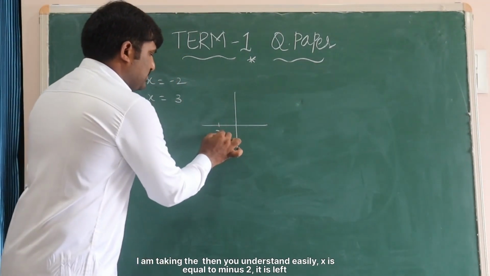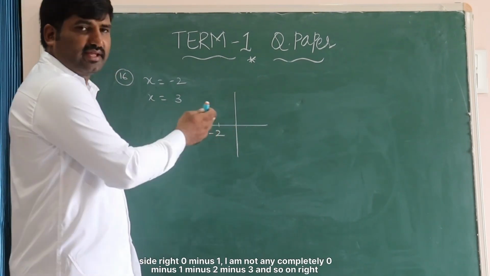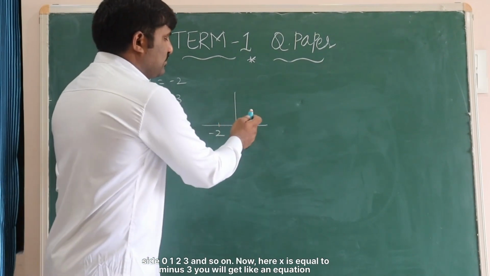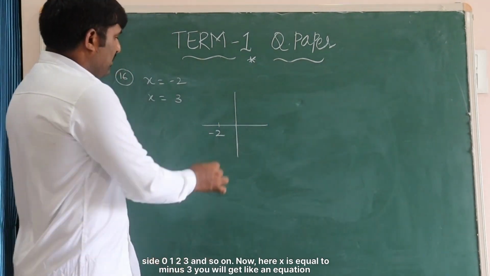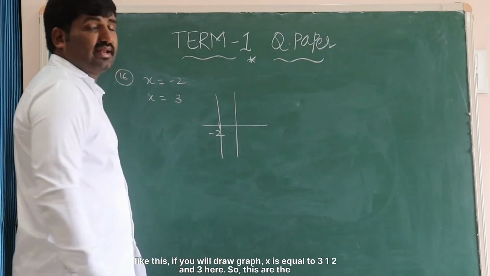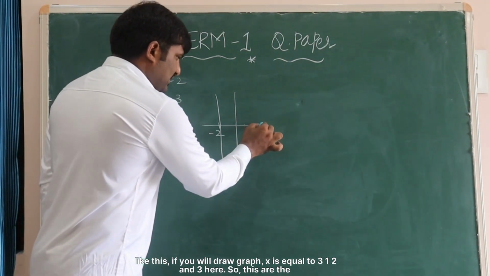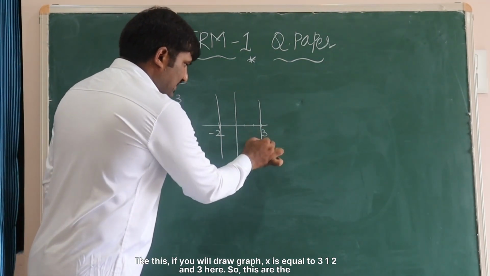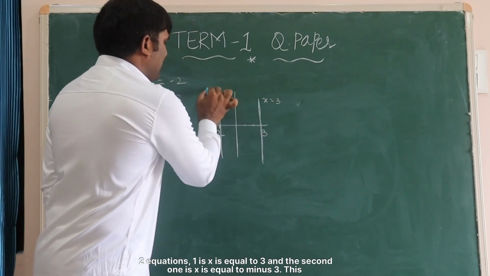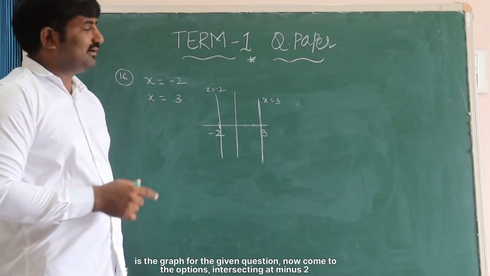X is equal to minus 2 is on the left side, right? 0, minus 1, minus 2, minus 3 and so on. On the right side 0, 1, 2, 3 and so on. Now here x is equal to minus 2, you will get a line like this if you draw the graph. X is equal to 3, and if you draw the graph you will get a line like this. So these are the two equations, one is x is equal to 3 and the second one is x is equal to minus 2. This is the rough graph for the given question.